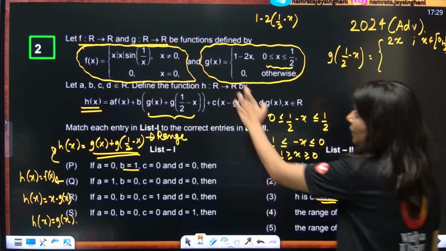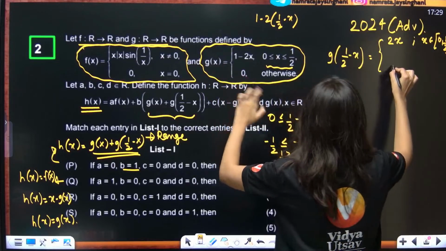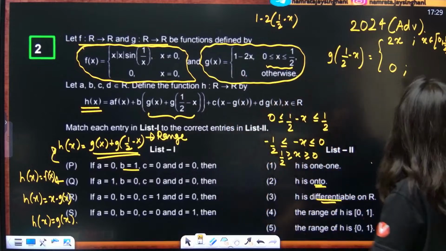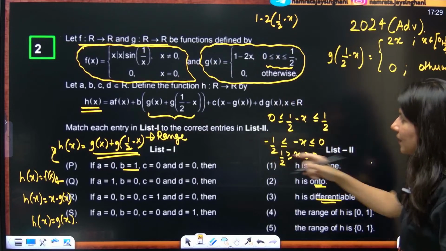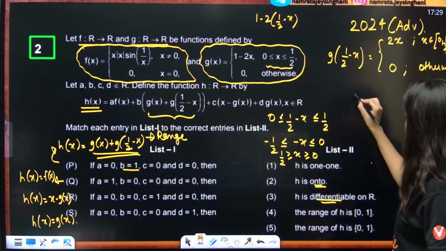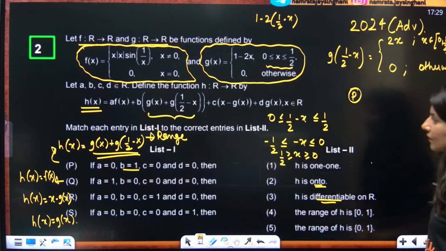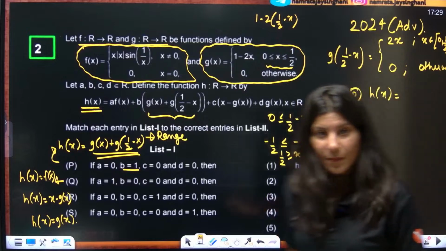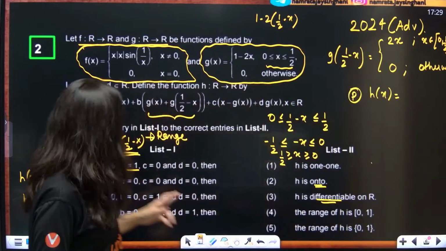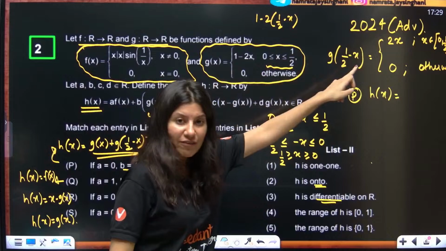Correct? Now if you put half minus x over here you will get 0 otherwise. So otherwise you are going to get 0. Okay, so G of x, if I talk about option P only, I am talking about P. Hx is nothing but gx plus g half minus x, correct? Gx is right here, g of half minus x I have created.